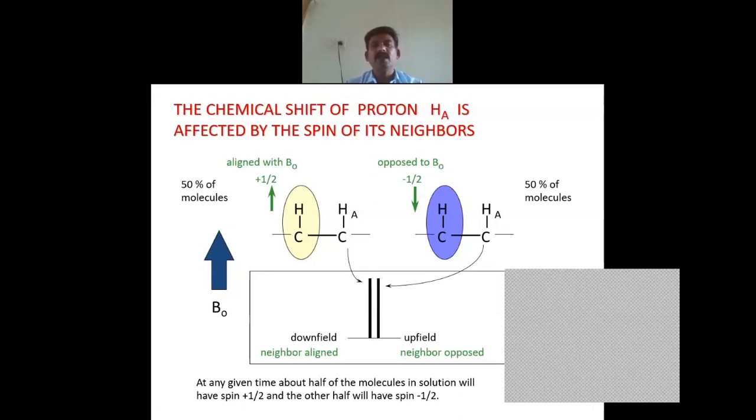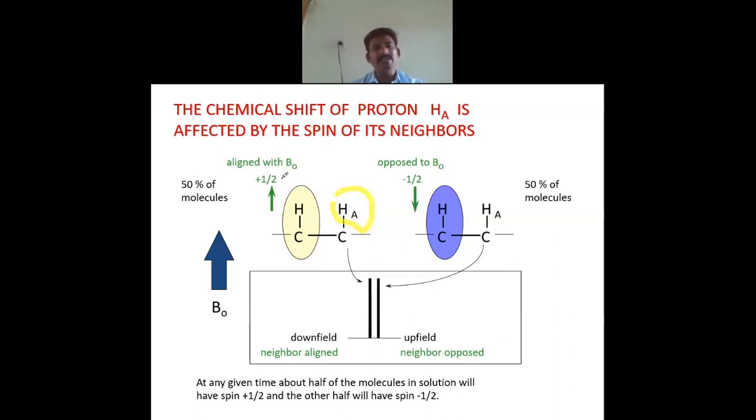See, here, this is the proton HA, this proton. So, the neighboring proton of the CH. The CH is aligned with the magnetic field, meaning plus. So one is plus, another one is minus, opposite to plus, meaning it is 50% of molecules, and the other is also 50% of molecules. See, here CH and here neighboring proton, a doublet will come.